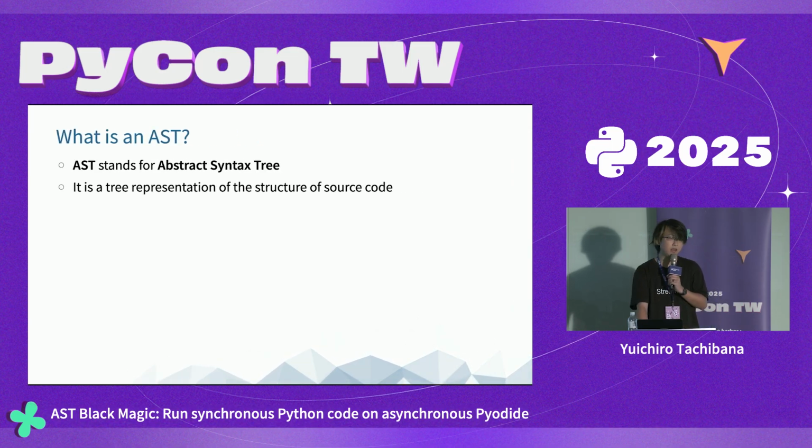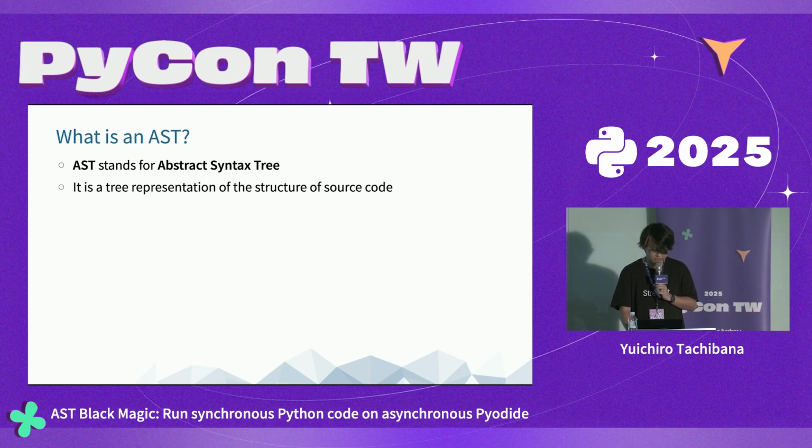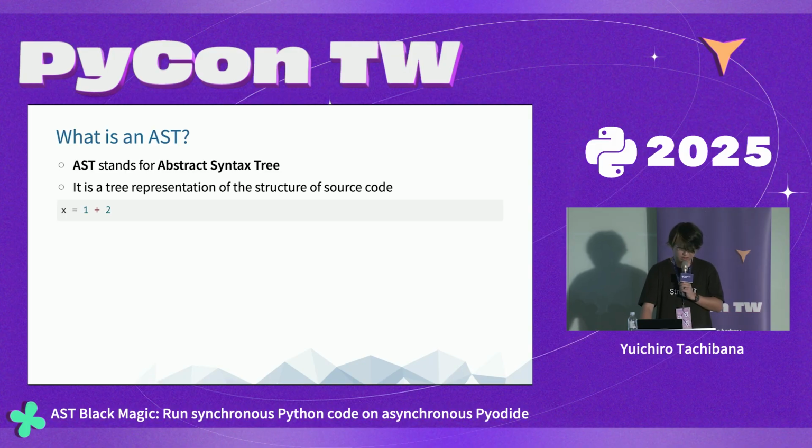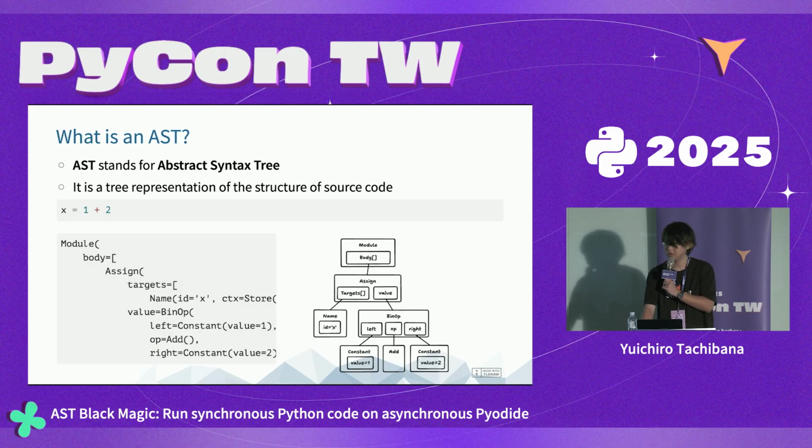What is an AST? AST is simply an abbreviation standing for abstract syntax tree, and it is a kind of abstract representation of source code, in our case the Python code, that has a tree-shaped data structure. Given this example, please see this. Here's a very simple Python code that assigns the result of 1 plus 2 to a variable x. Its corresponding AST looks like this, and the visual representation I drew is on the right side.